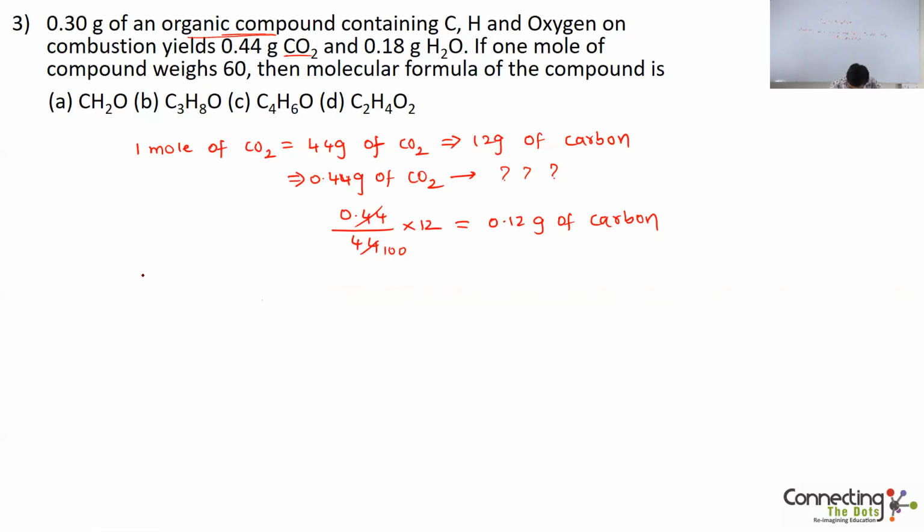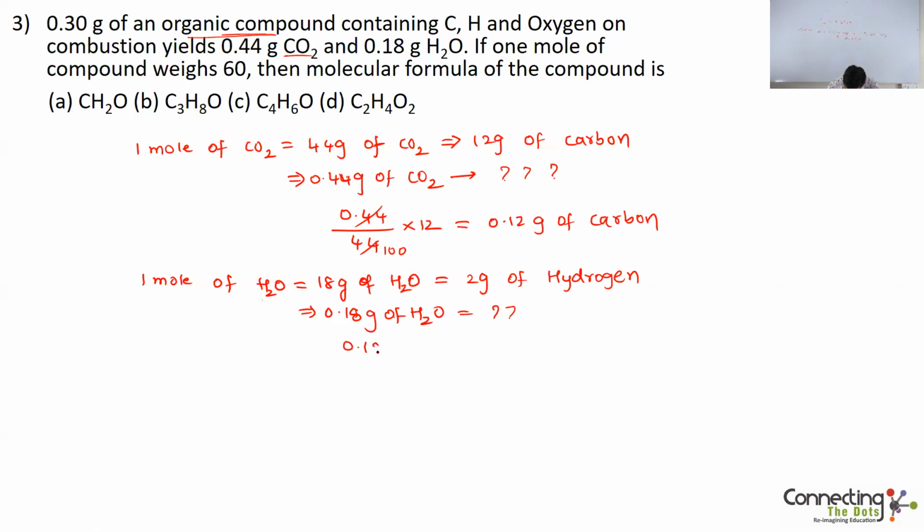So 1 mole of water is equivalent to 18 grams of water. And if you take 18 grams of water at any point of time, it will definitely have 2 grams of hydrogen. Now, if 18 grams of water contain 2 grams of hydrogen, how much hydrogen will 0.18 grams of water contain? That will be 0.18 divided by 18 times 2. Once again it is 100, so it will be 0.02 grams of hydrogen.